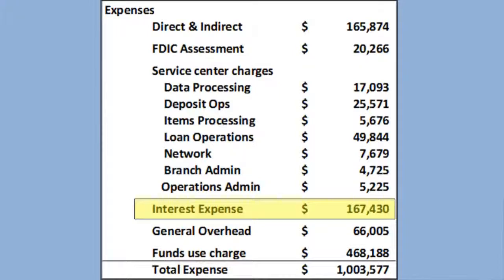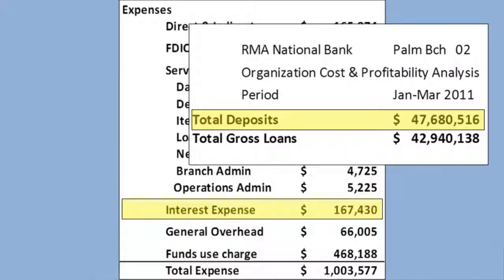Now we move to the interest expense of $167,000. This is based on the actual interest expense from the deposits in that branch. It's determined by the mix and the rate that you're paying in the money from that branch. Branch got hot money, it'll show up here. Branch has a good balance, it'll show up here.